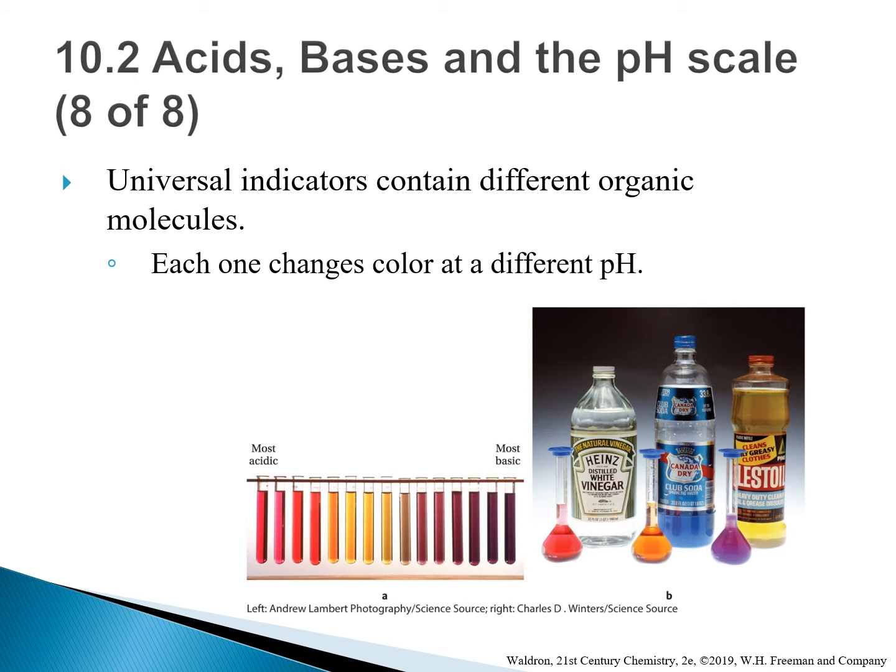Indicators are available for almost any pH range. In fact, a product called a universal indicator is a mixture of several different organic molecules, each one changing color at a different pH. As shown in Figure A, a universal indicator is sensitive enough to allow solutions that differ by 1 pH unit to be distinguished. Figure B illustrates how we can reveal the pH of different household products by adding a few drops of indicator to each one and comparing the colors to the pH values in Figure A.